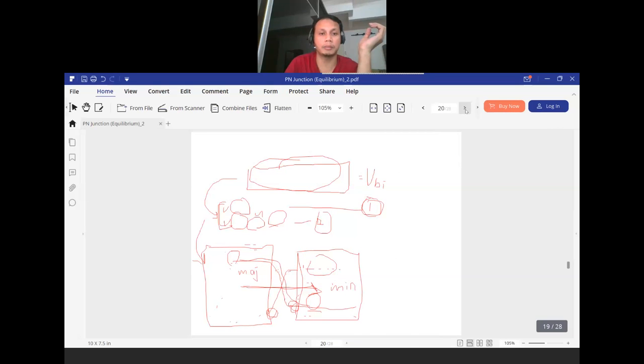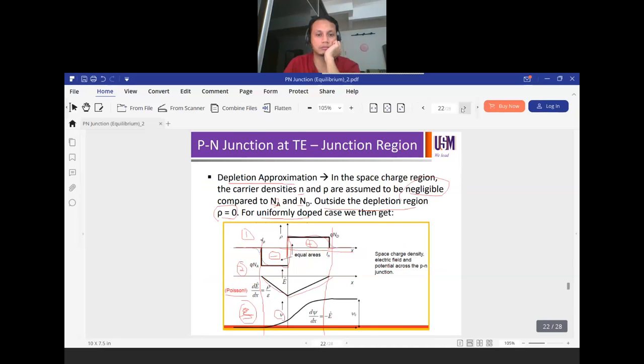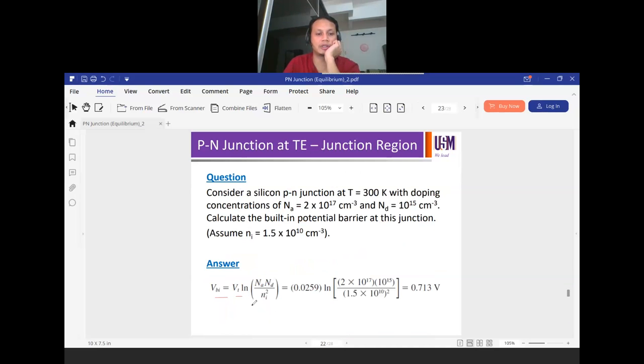Wait, back page is it? Yep, right. So this one, the built-in voltage equation. So VBI is equal to thermal voltage times ln NA ND over ni squared. So thermal voltage is known, NA is known, ND is known, ni squared is known. You can also replace this with 1.0 times 10^10, and then you're going to have 0.7 volts, 0.713 volts. So this is the built-in potential at the junction.